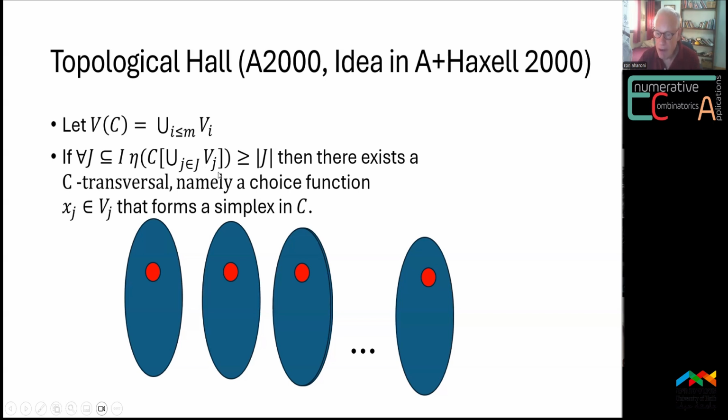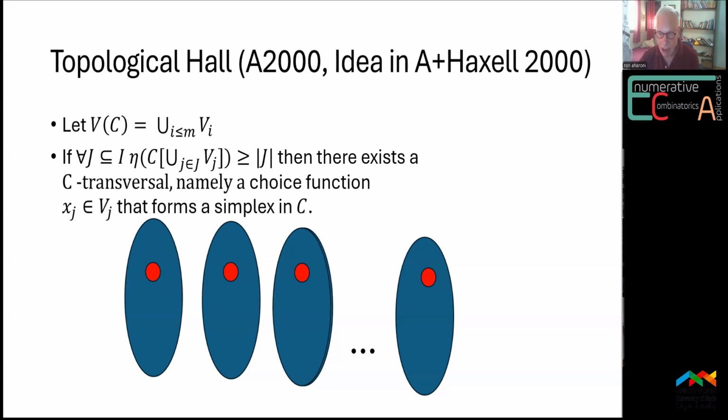If for every k sets Vi, the eta of the complex induced on them is at least k, just like in Hall's theorem, where its size is k, then there is a C transversal. A C transversal is what I wrote here, a set of representatives that belongs to the complex. Okay, so that's the topological Hall.